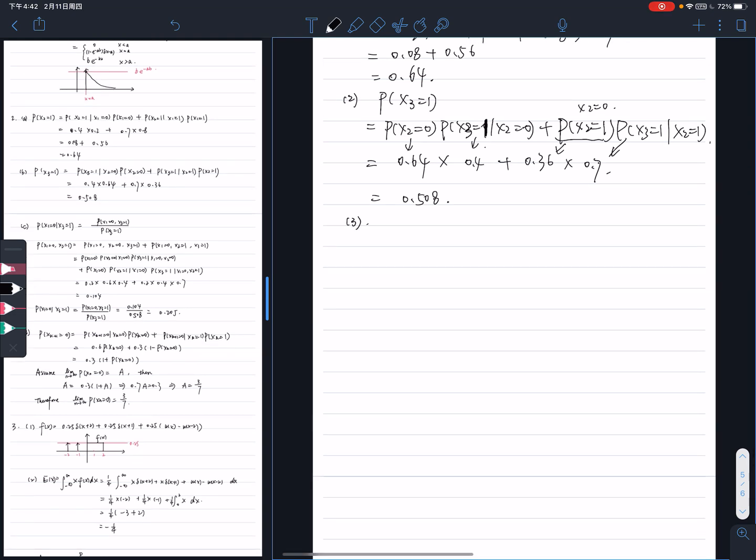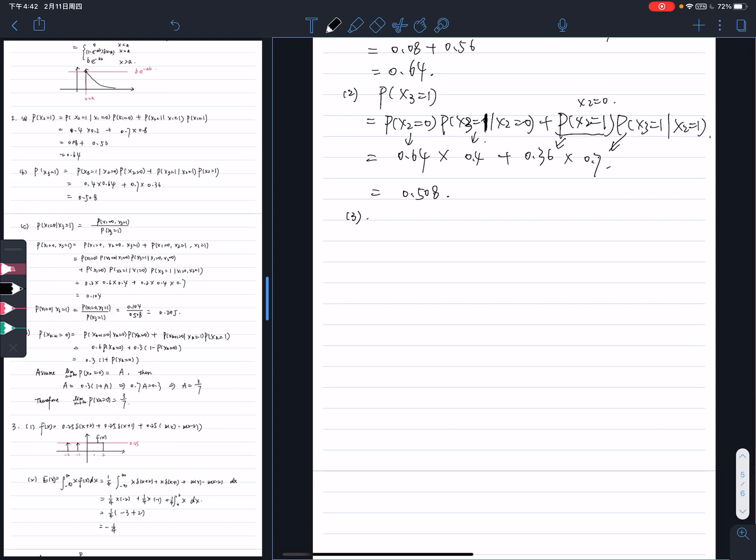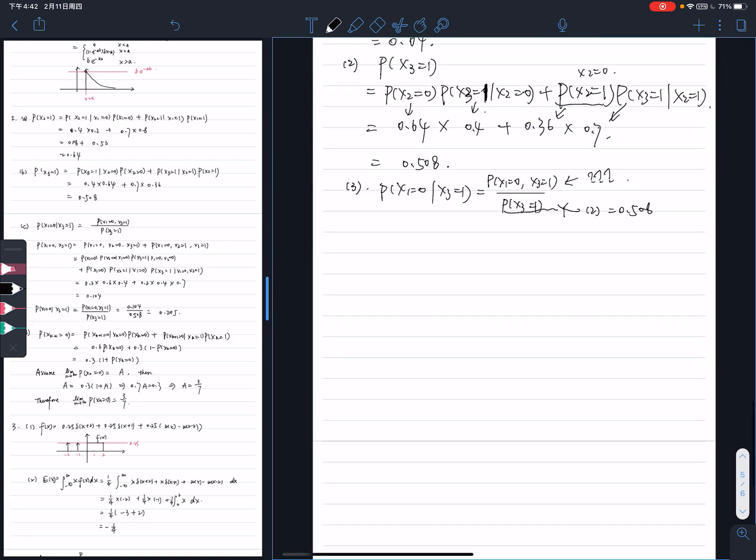The third part of this problem is a little bit difficult. What we need is the conditional probability of x1 equals 0 on the condition of x3 equals 1. From the definition of conditional probability, it is the joint probability of x1 equals 0, x3 equals 1 over P(x3 equals 1). So we successfully get the denominator from part 2, and this is equal to 0.568. So what we want is the numerator part.